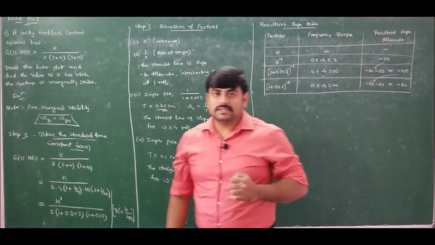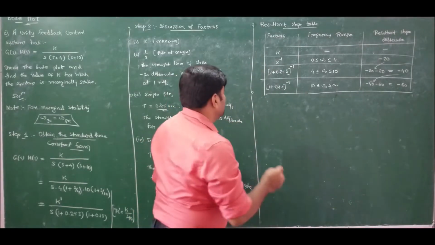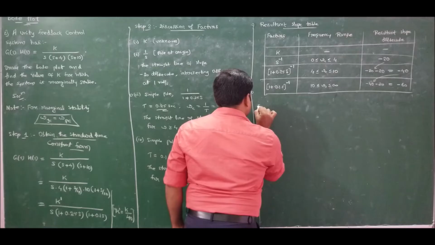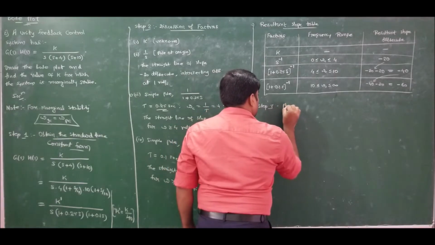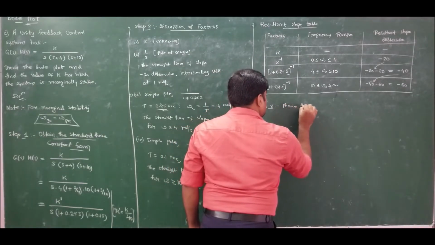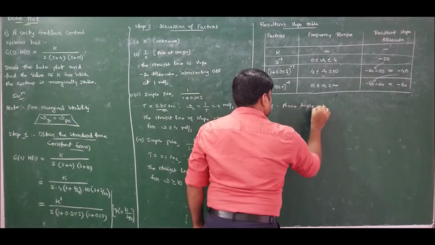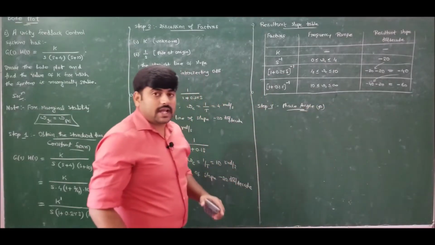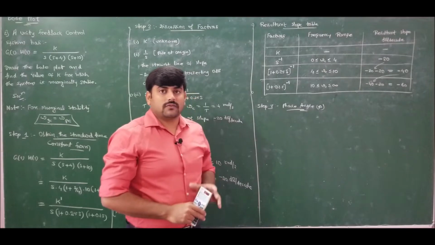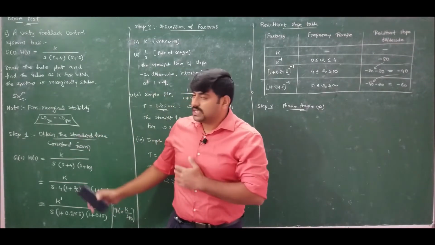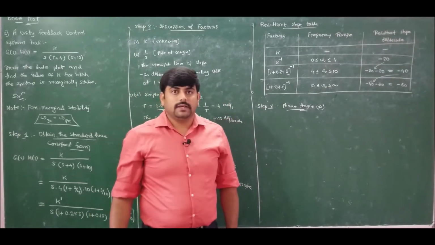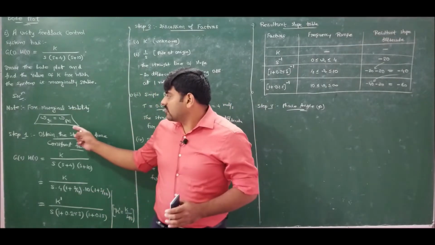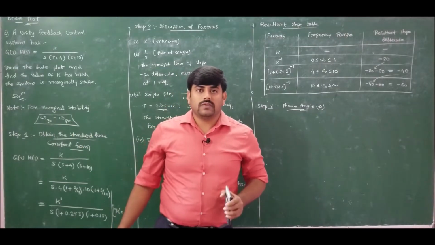Next, moving for step number 3, that is phase angle plot. Step 3 is to compute phase angle, using which I should calculate what is the phase crossover frequency. For this problem, phase crossover frequency is equal to gain crossover frequency, because the condition given is marginal stability. For marginal stability, phase crossover frequency must be equal to gain crossover frequency.